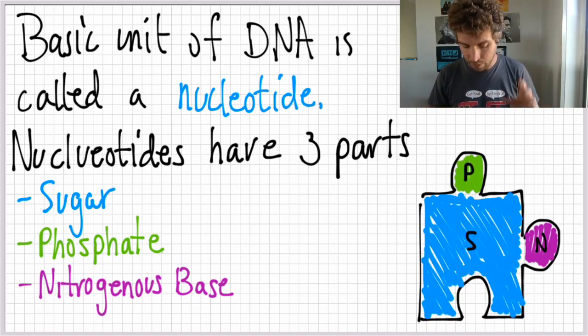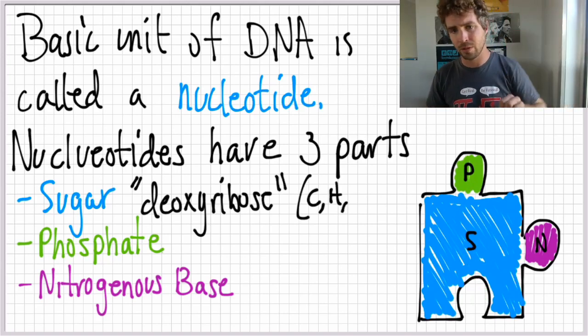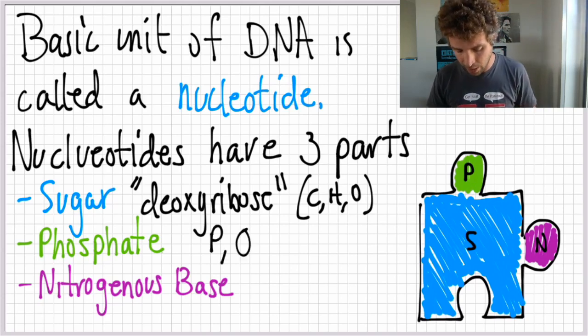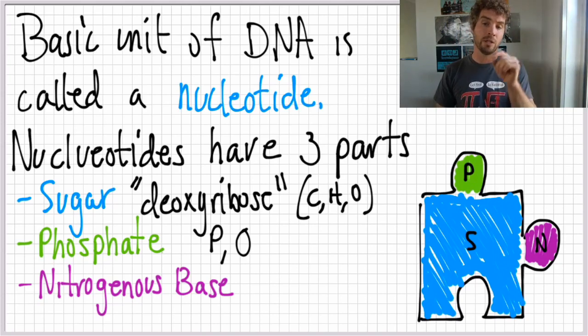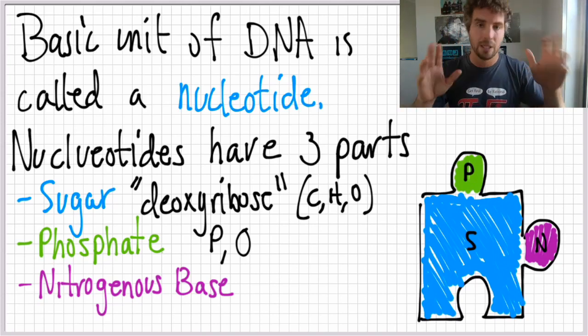Now the sugar is a deoxyribose sugar. You can go researching what that means, but basically it's a molecule made of carbon, hydrogen, and oxygen. Typically, I don't know if there are exceptions, but this is just in general. Phosphate, if you know your chemistry, you know that a phosphate is phosphorus and oxygen, a combination of those. I'm not going to go into the structure of those molecules; get into your chemistry for that stuff.